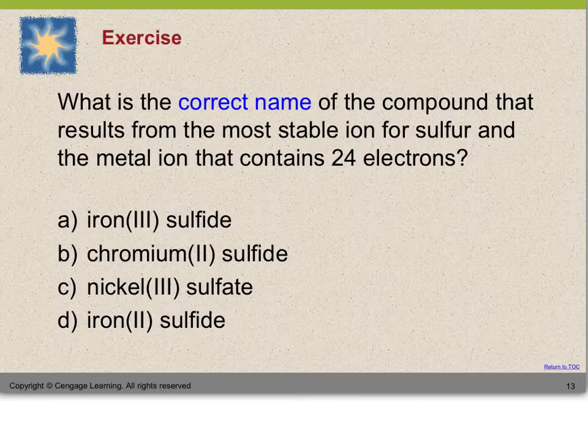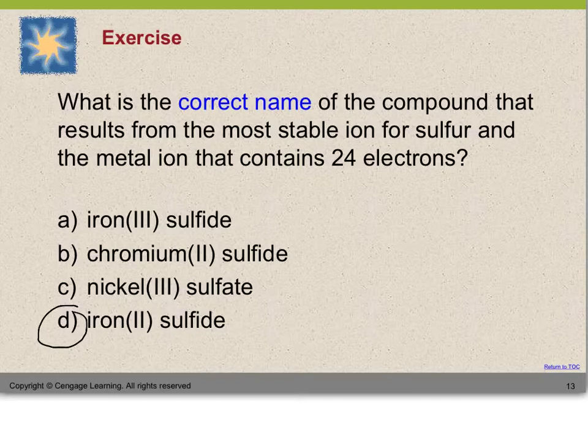Next practice question. What is the correct name of the compound that results from the most stable ion for sulfur and the metal ion that contains 24 electrons? Give it a second. Correct answer is D, iron 2 sulfide.